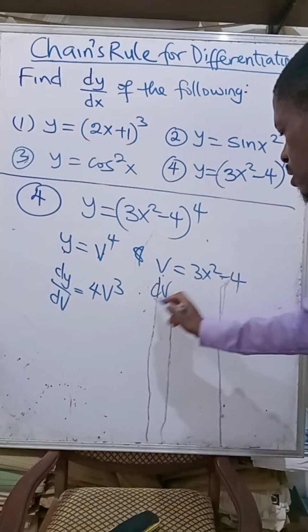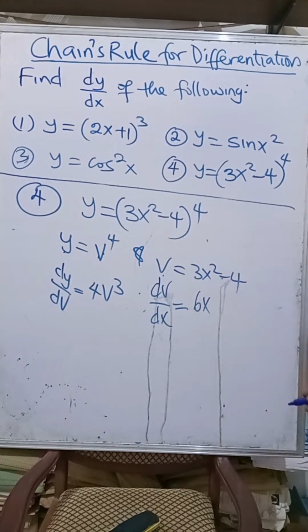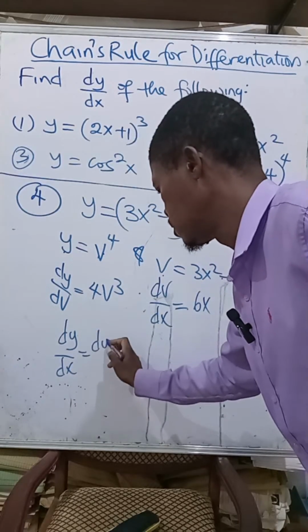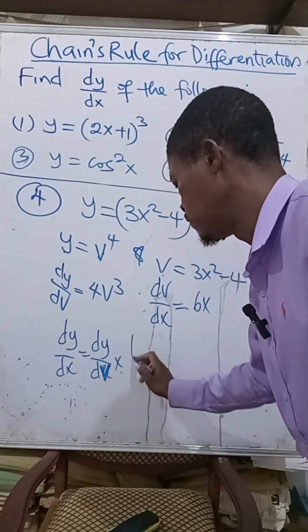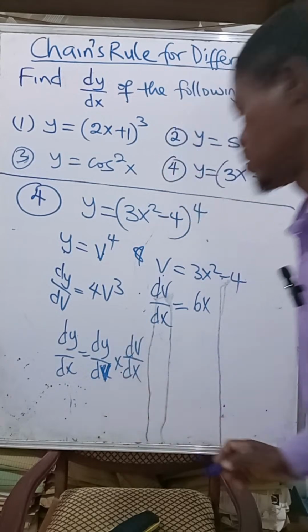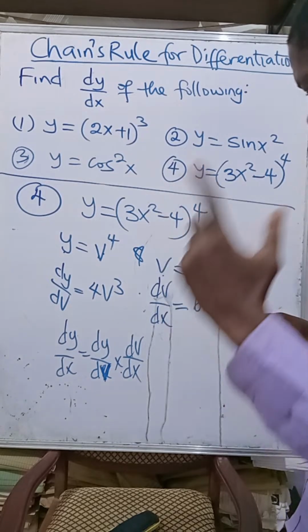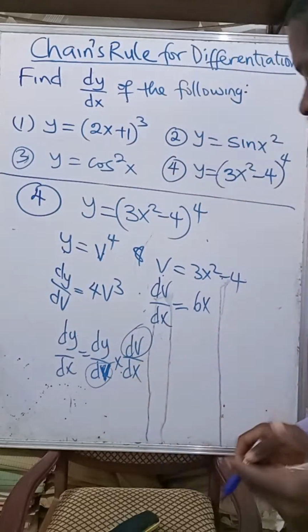Then we have dv dx, and that's equal to 6x. Minus 4 is a constant, so it just becomes 0. Then dy dx will be equal to dy dv times dv dx. Then you can begin to substitute now. Please, when you are using this approach, whatever you have there and here must be the same thing.